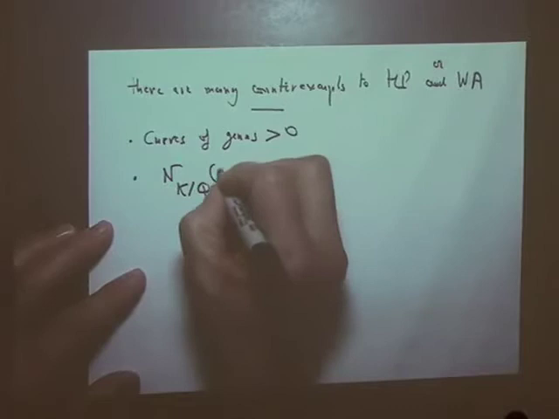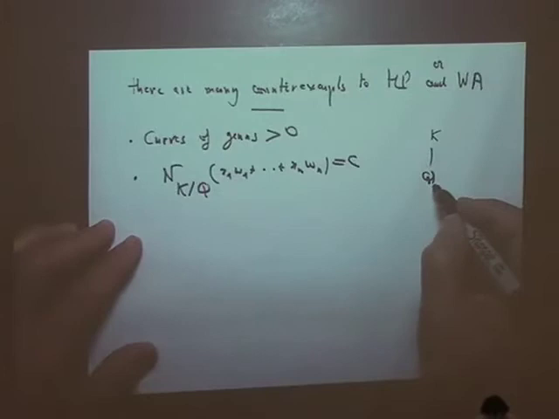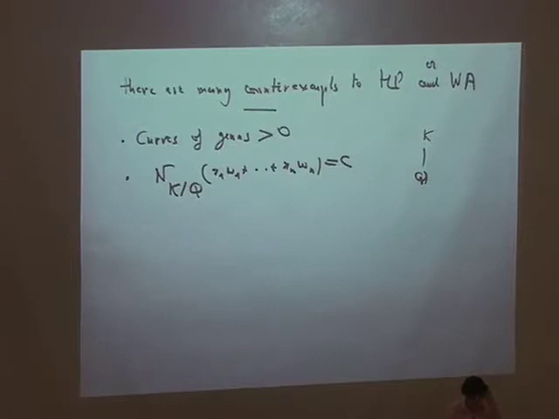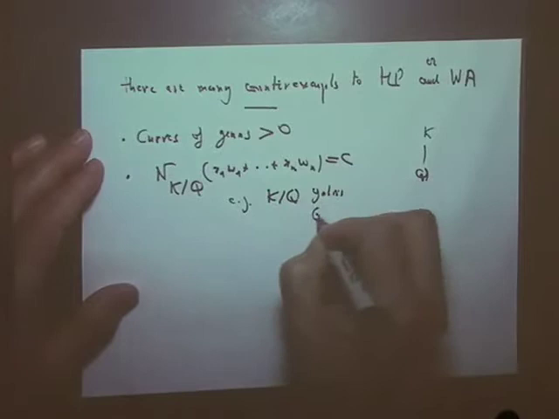Norm from K over Q of x1 omega 1 plus ... plus xn omega n equals c. That is, you have a field extension, and you ask whether, if an element is a norm everywhere locally, over each completion, it is a norm. When the extension is cyclic, this is a well-known theorem of Hasse, but when it's not cyclic, there are counterexamples. For instance, there are counterexamples with K over Q Galois, and already the first case you could think of, Galois group Z/2 times Z/2.